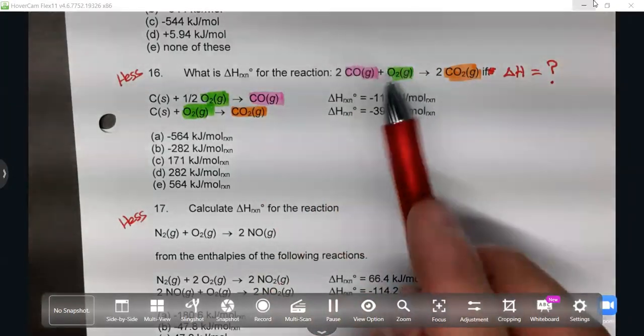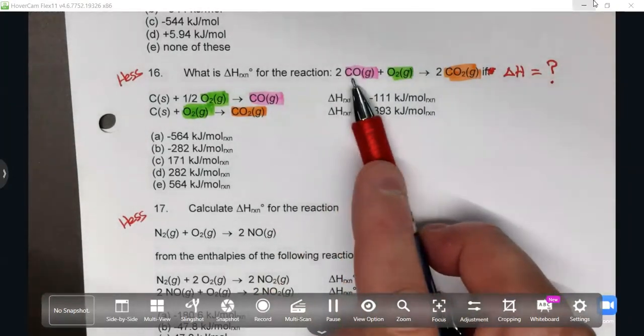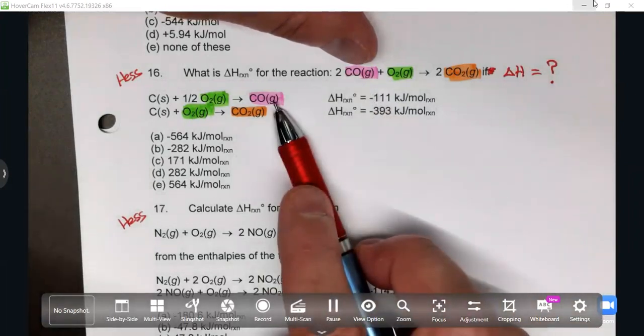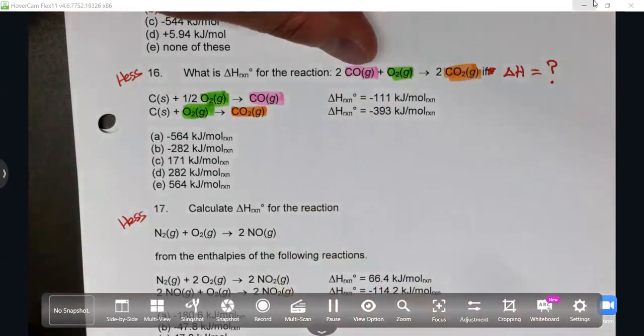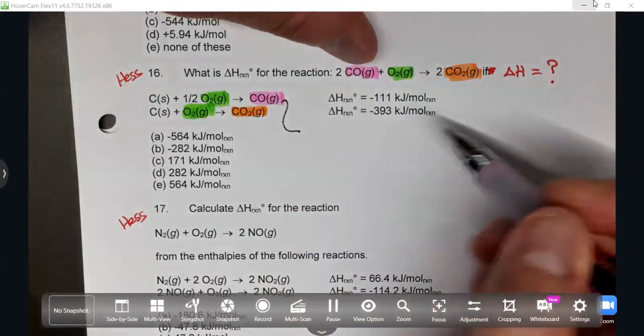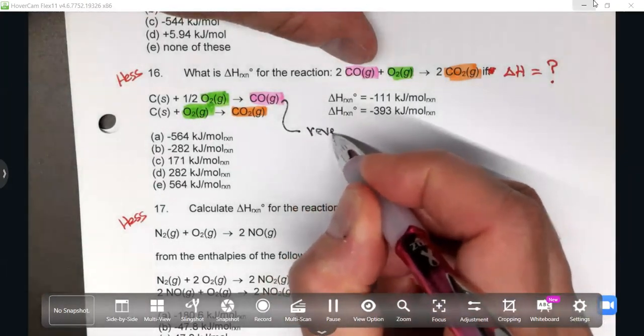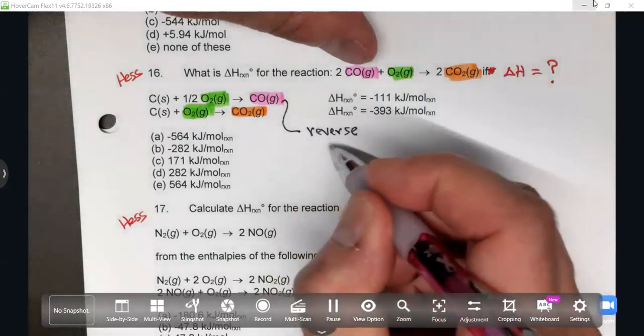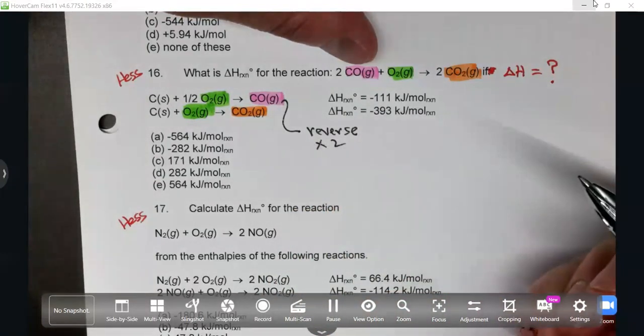So we know that we have 2 carbon monoxides on the reactant side for the one that we're looking for, but here's carbon monoxide on the product side. So we know for sure that we are going to take this one, and we're going to have to reverse it. And what else? Yeah, we're going to have to go reverse times 2.